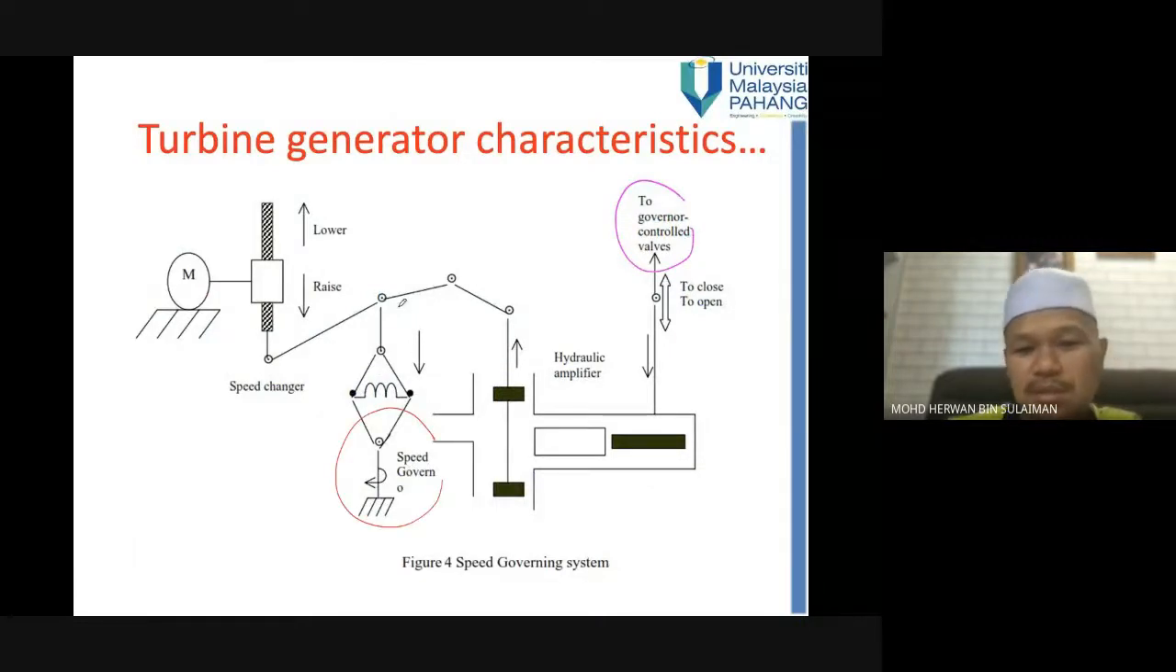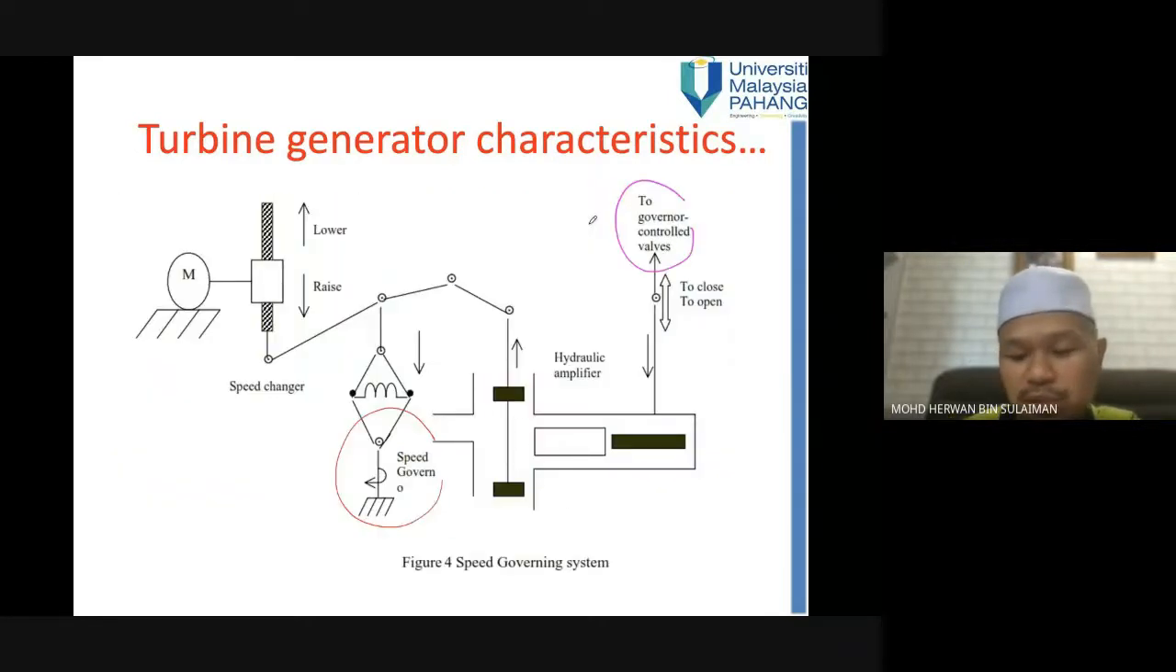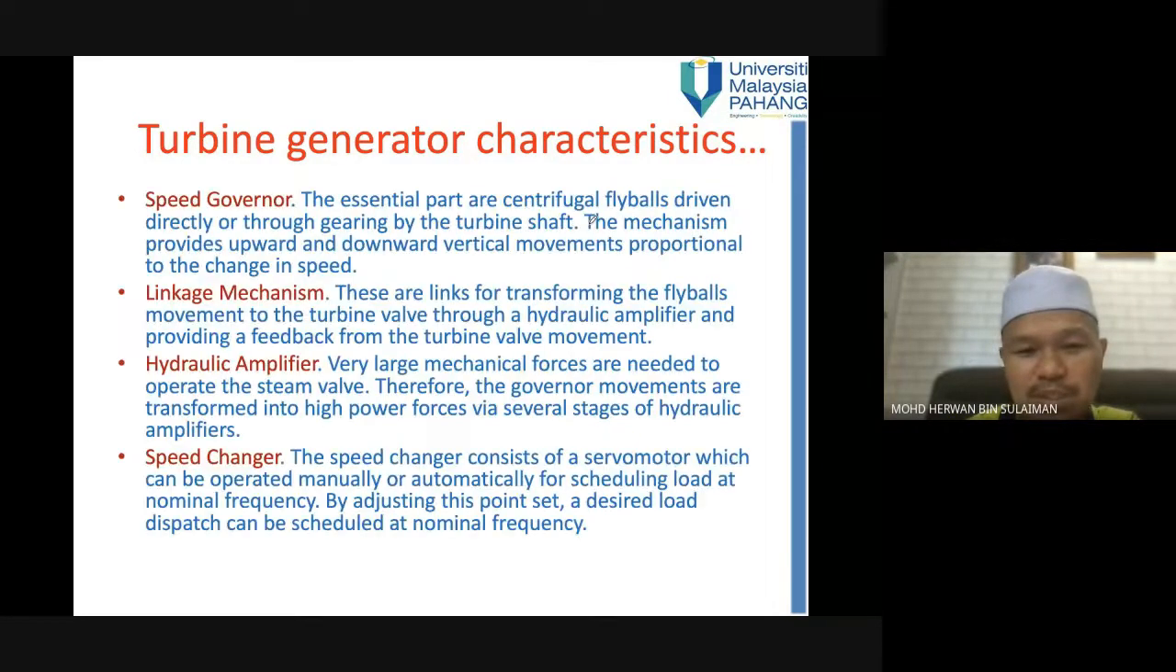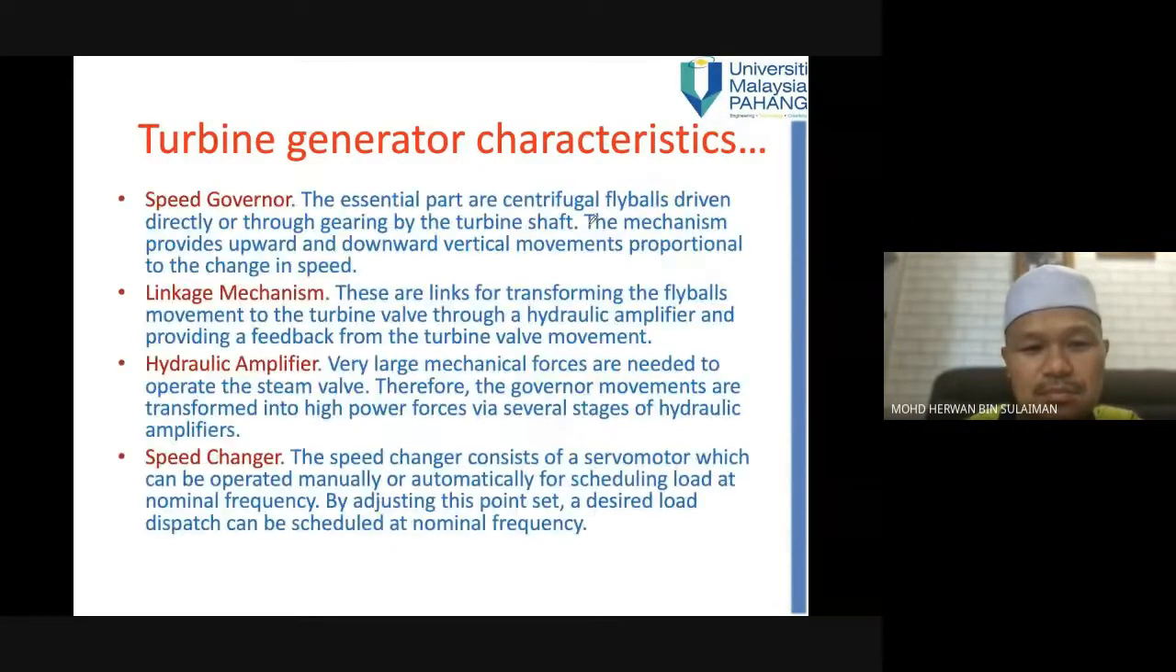Gambar ni lah secara mechanically. Okay, this is the essential part. Centrifugal fly balls driven direct to the gearing by the turbine shaft. Okay, you boleh tengok details dalam kat YouTube, ada banyak video post pasal ni. And then we have a linkage mechanism. This link for transforming the fly balls, and then we have, ni boleh baca sendiri kot, and hydraulic amplifier.